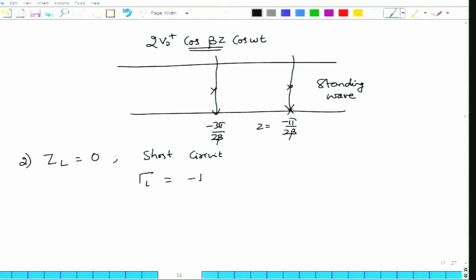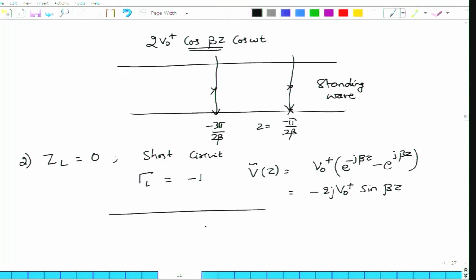Because gamma L happens to be minus 1 in this case, the total voltage phasor V of z that I get will be of the form V0 plus e power minus j beta z minus e to the power j beta z, or simplifying by utilizing the relationship of trigonometric and complex exponential, this would be minus 2j V0 plus sin beta z. And again, if I plot the magnitude of this, sorry, this is a short circuit, so I have to indicate that, and I have indicated that here.